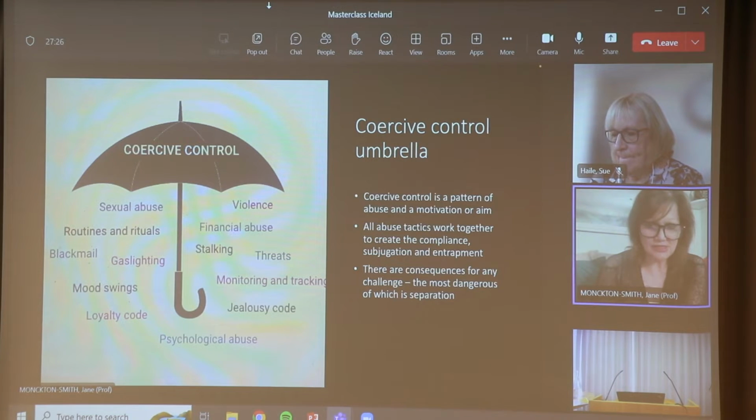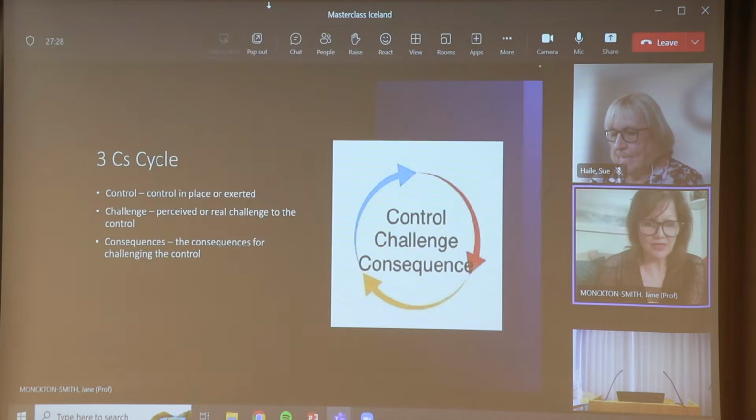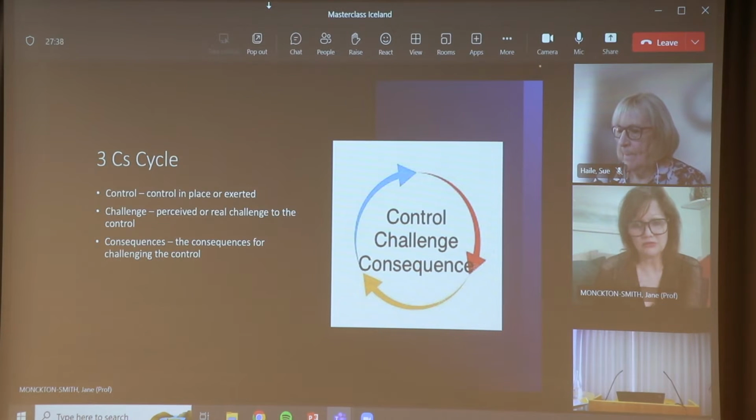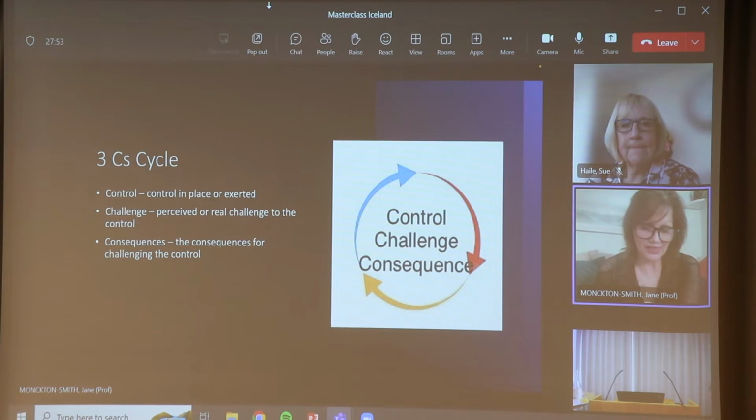So the next thing I want to talk about is what we call the 3 C's cycle. The 3 C's are control, challenge, consequences. And this kind of mini cycle happens over and over and over again and over layers, every day, really, in the relationship. Because one thing about coercive control, again, is it's kind of relentless. It goes on all the time.